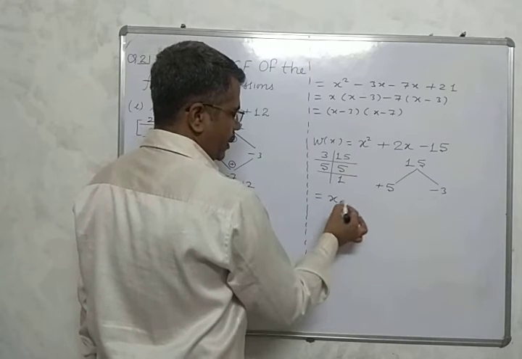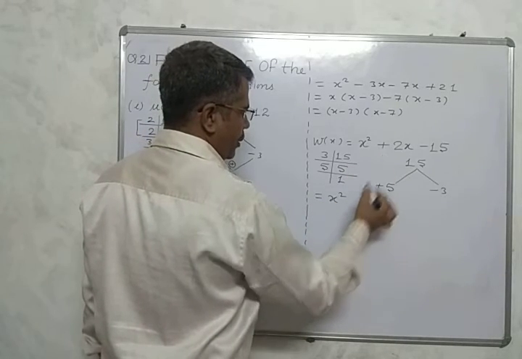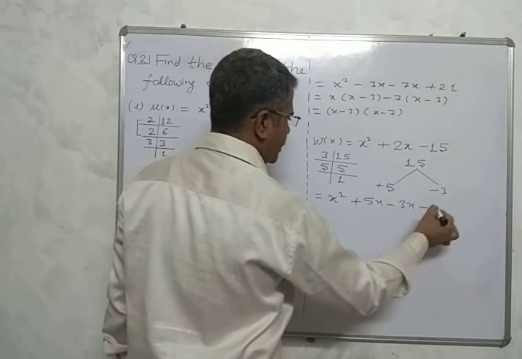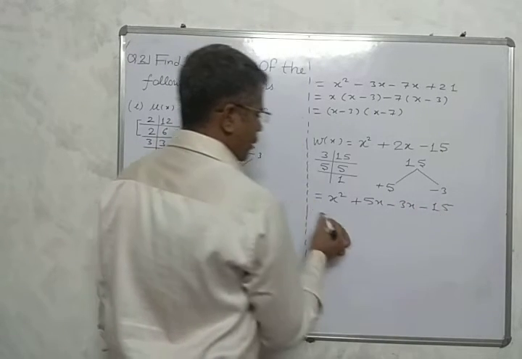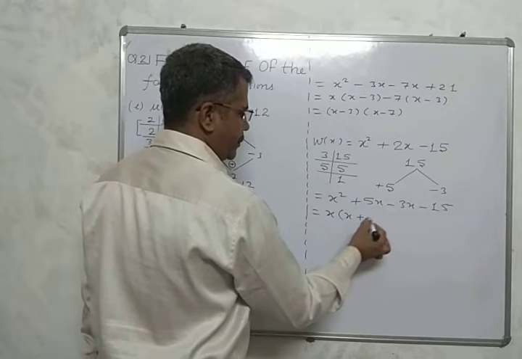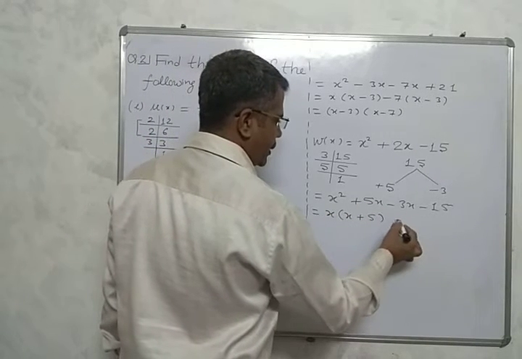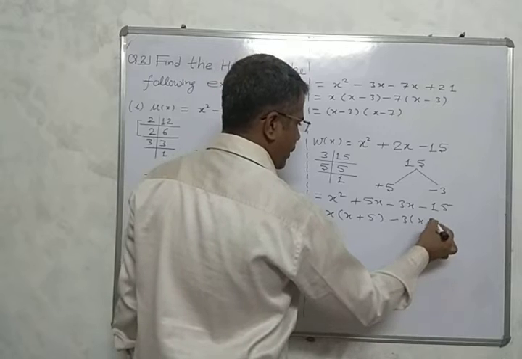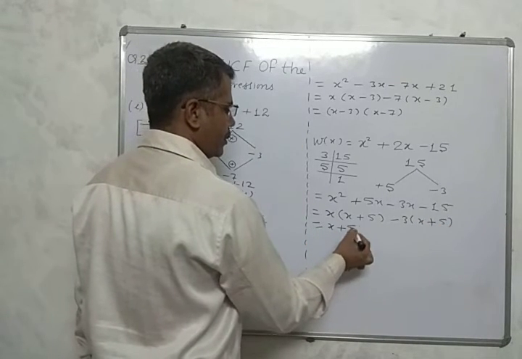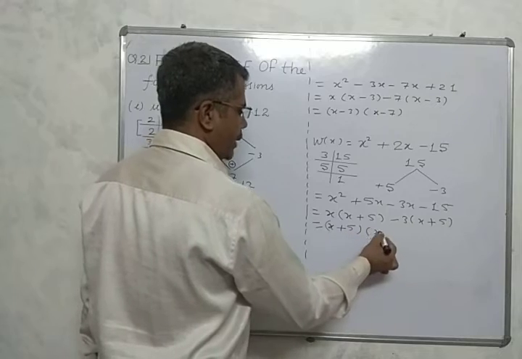We write x square, 2x in the form of 5x minus 3x minus 15. We take x common from the first two terms, x plus 5, take minus 3 common, x plus 5, and taking x plus 5 common, we have x minus 3.